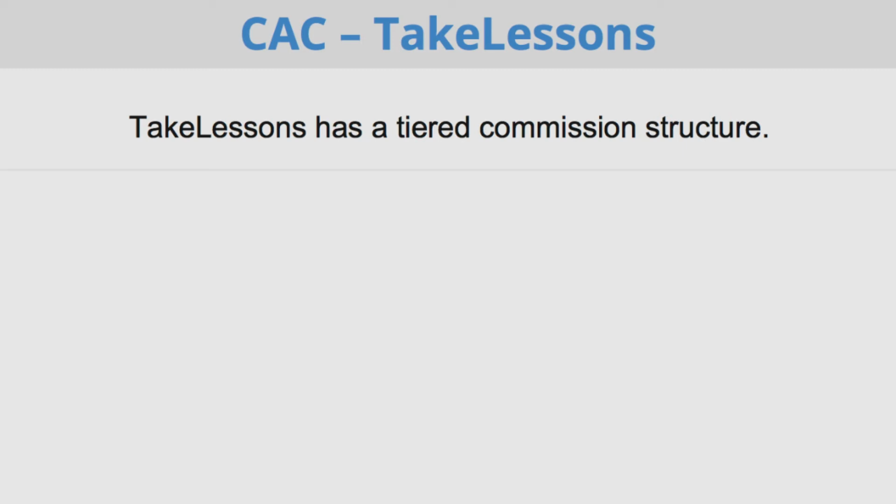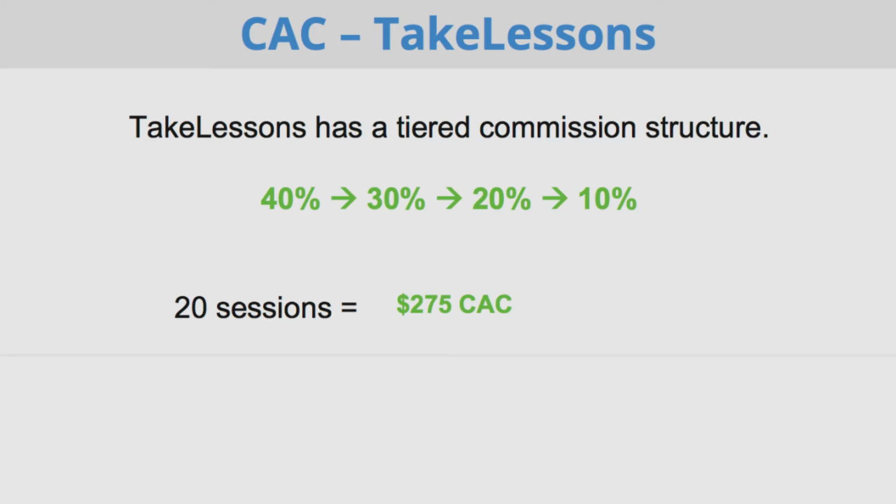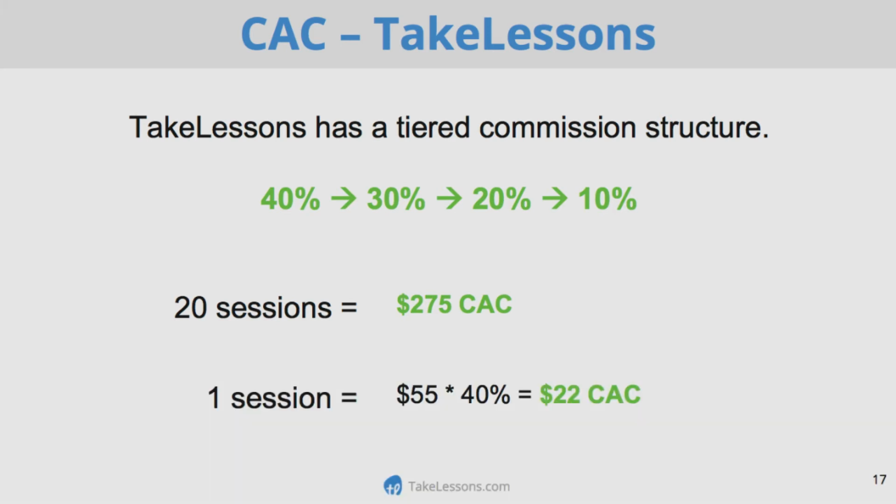Now, when you do the math on the number of sessions, if a student stays with Aaron for 20 sessions, his costs come in the form of a shared percentage with TakeLessons equaling about $275. Now, something to note is that if this student had only taken, for instance, one lesson and then asked for a refund, Aaron's CAC is no longer $275.